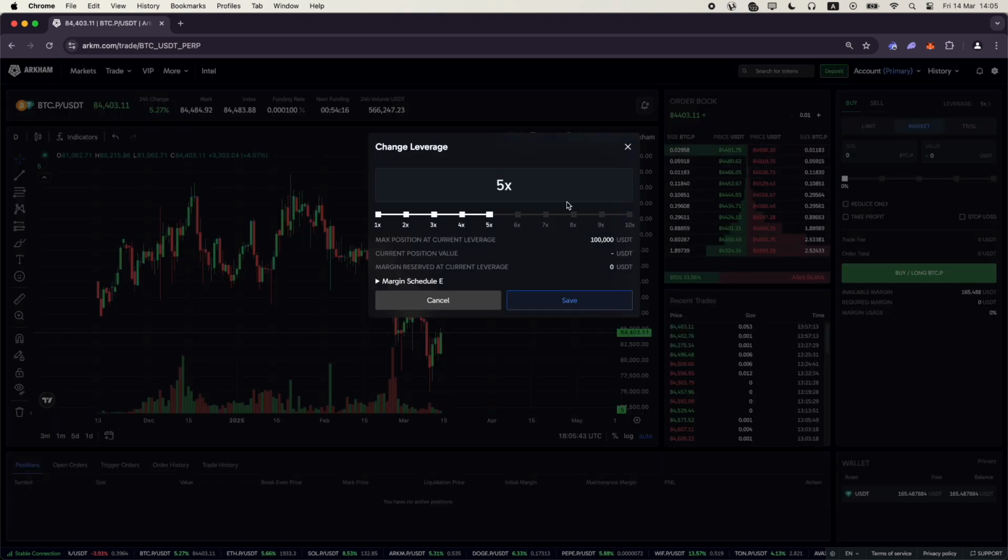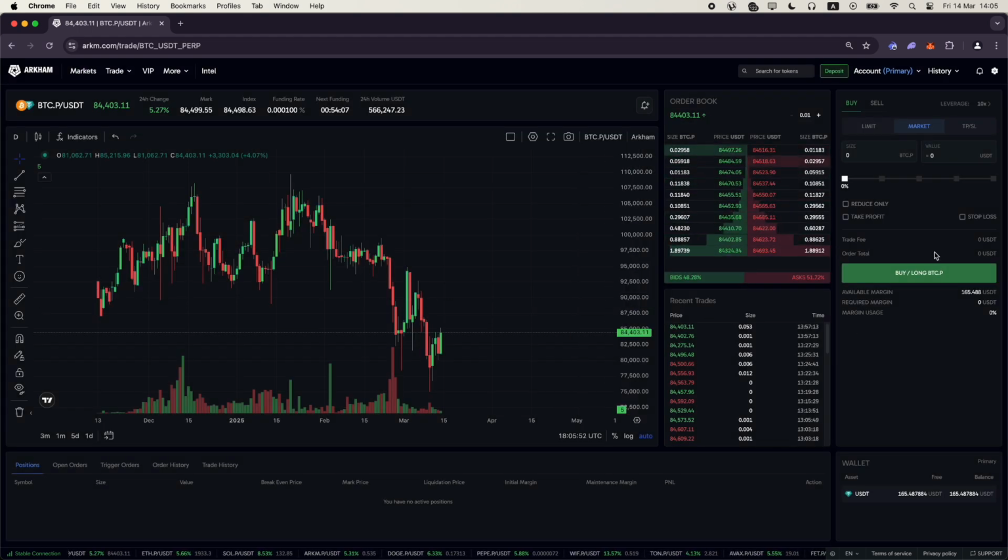Choose how much leverage you would like to use, for example 1x, 5x, or 10x. Higher leverage can lead to bigger wins or losses. It essentially allows you to borrow money to place a larger size of trade.